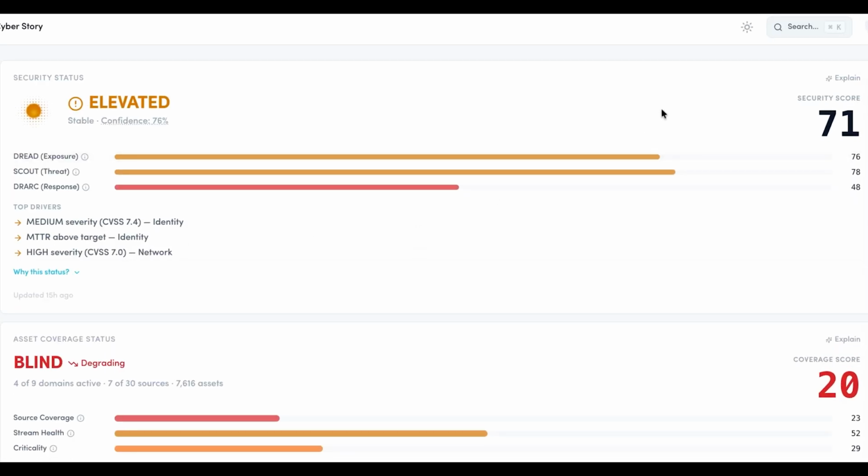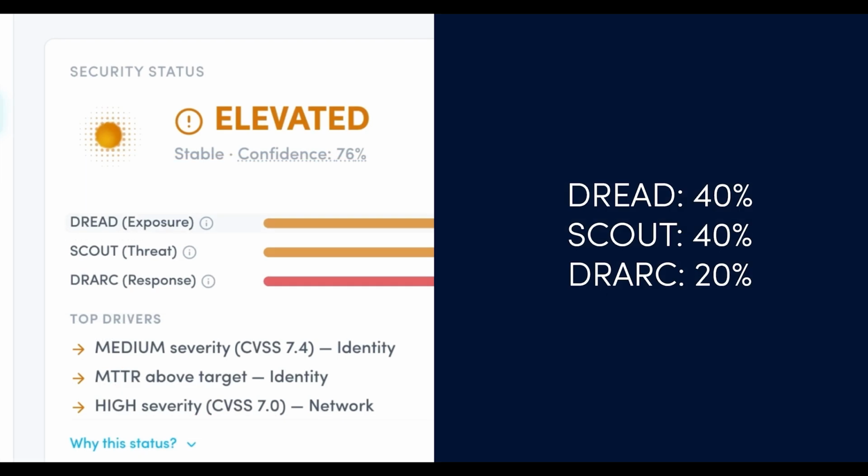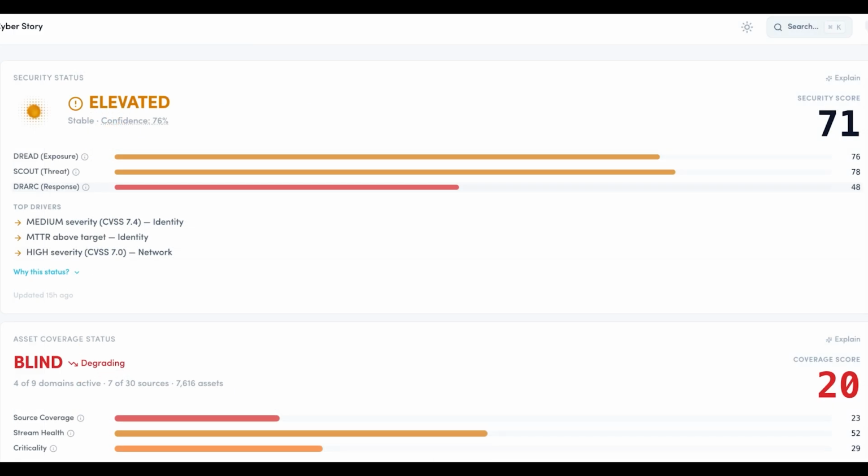The final security status score combines all 3. DRARC accounts for 40% of the score, Scout accounts for 40%, and DRARC accounts for 20%. The weighting reflects a deliberate point of view. What you're exposed to and what's actively threatening you matter more than how fast you're responding, because the best response is having less to respond to.